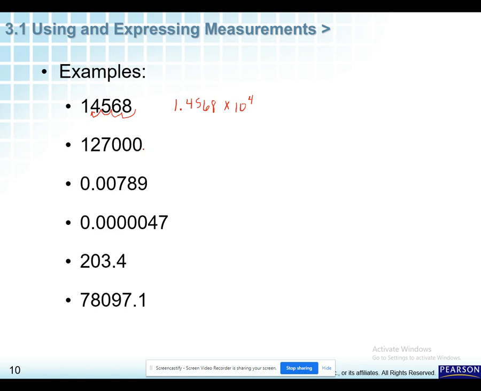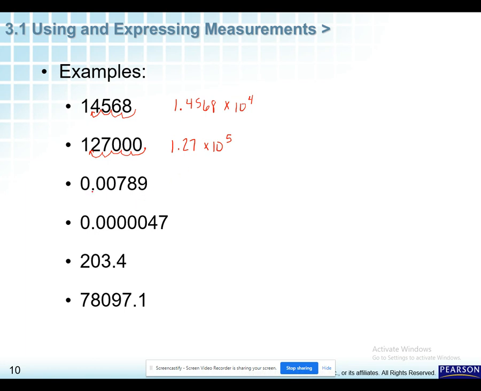On example number 2, my decimal is at the end because I don't see a decimal in this number, and I have to move over 1, 2, 3, 4, 5. So my decimal is now there, after the 1 because that's where I moved it, and I get 1.27 times 10. And again, I count how many times I moved it, and I moved it 5 times. And you notice that's going to be positive because this number is bigger than 10.